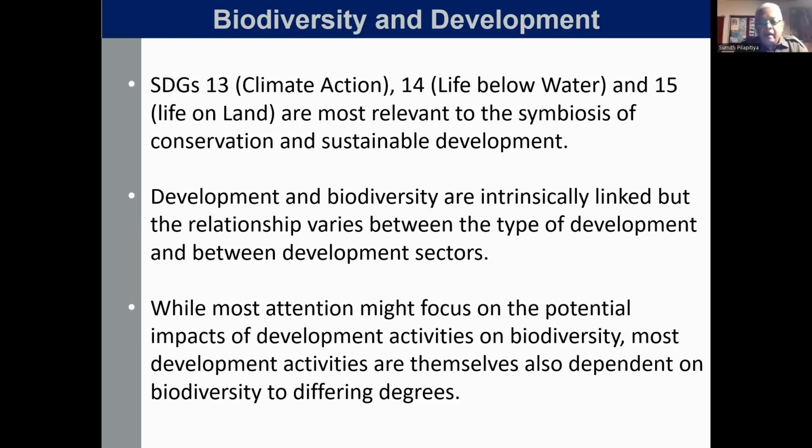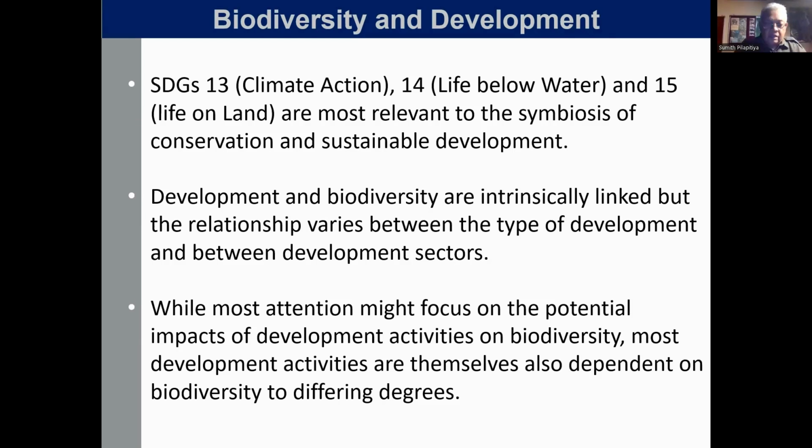We have to start off by realizing that development and biodiversity are intrinsically linked, but the relationship varies between the type of development and between development sectors. What I mean by that is certain development activities have one type of impact on biodiversity and wildlife, other development activities have other impacts. So based on the sectors, the impacts also change.